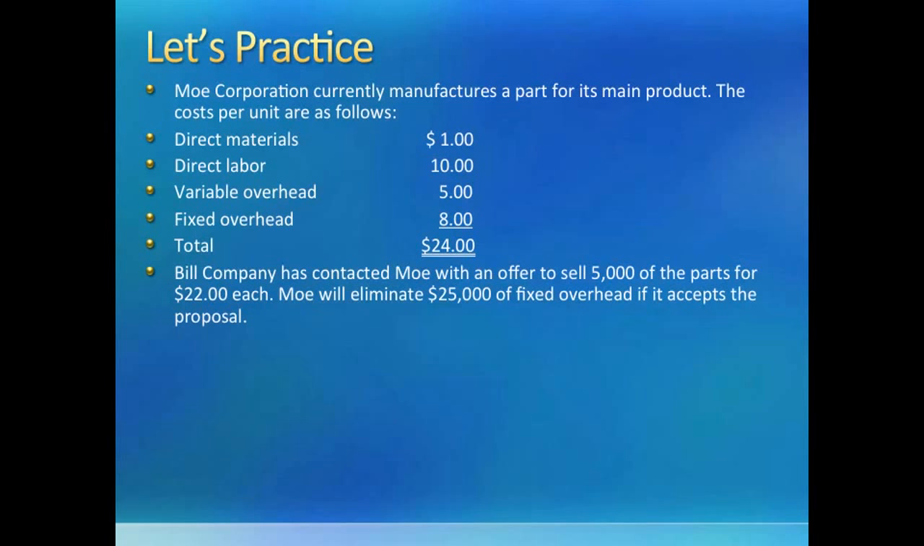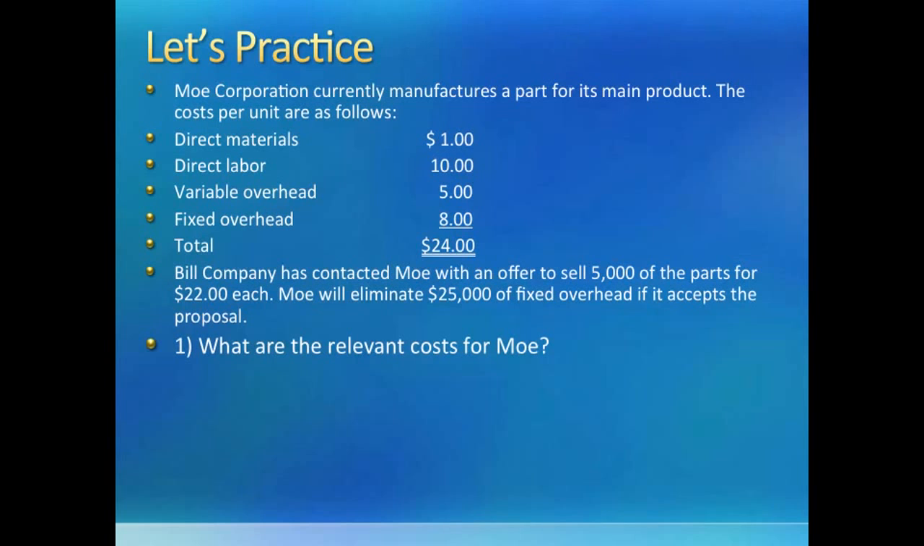Before you begin the problem, look at all the costs and see which ones will be avoidable if we buy the part instead of making it. You should be able to see that direct material, direct labor, variable overhead plus $25,000 of fixed costs can be avoided. All these costs are relevant numbers. Now, let's look at the questions.